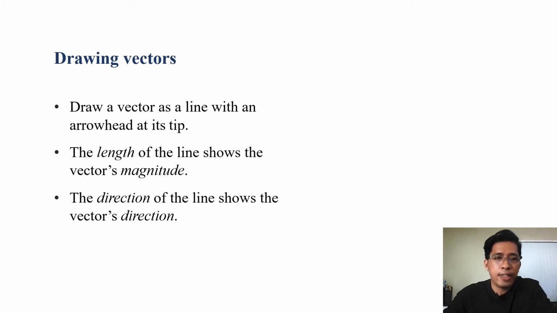In most cases, we are going to draw vectors in space to help us visualize how the vectors are moving around, and this will also help us in our analysis or calculations later on. How are we going to draw vectors? You just draw a vector as a line with an arrowhead at its tip. It's just a simple straight line with an arrowhead on top. The length of the line shows the vector's magnitude.